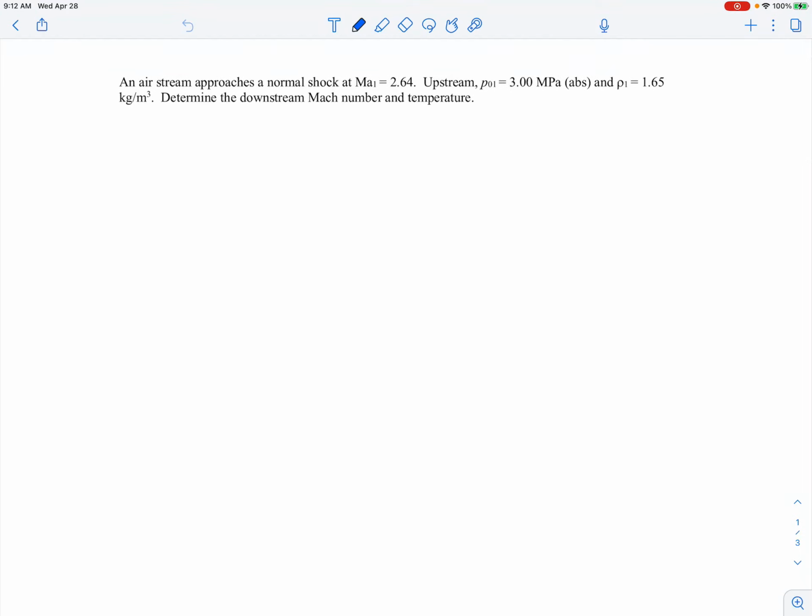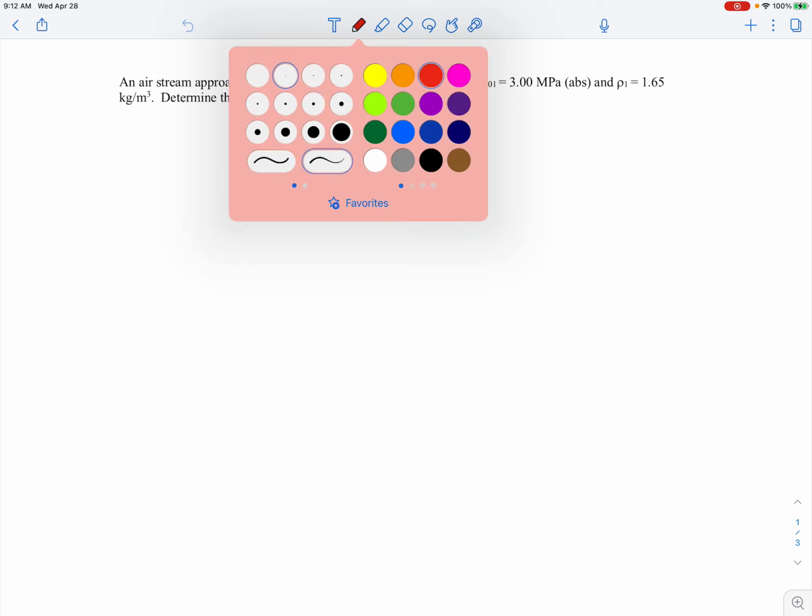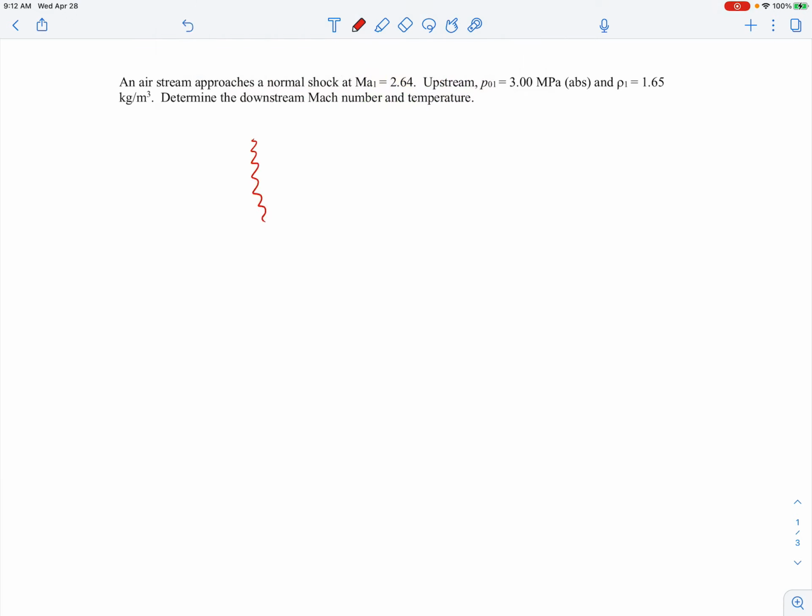Right, in this example, we're told we have an airstream approaching a normal shock at a particular Mach number. Let's sketch this out. So we have a shock wave, airstream coming in at a Mach number of 2.64.